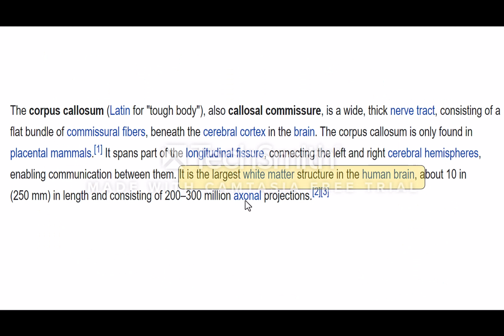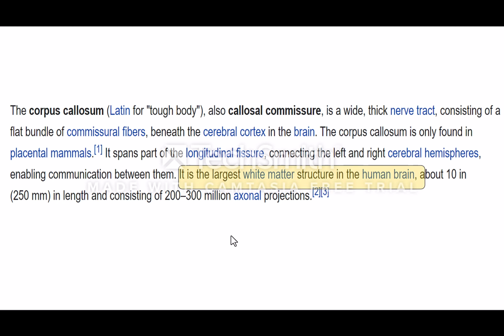The corpus callosum, this is also an extract from Wikipedia. The corpus callosum, also called the callosal commissure, so it's a commissure, is a wide, thick nerve tract consisting of a flat bundle of commissural fibers beneath the cerebral cortex in the brain. The corpus callosum is only found in the placental mammals. It spans part of the longitudinal fissure connecting the left and right cerebral hemispheres.